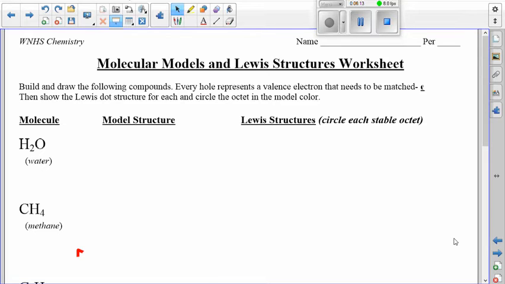So page 9. Okay, so we're going to start busting out model kits. Now, if you're watching this recording, it'll be a little hard for you to see the model kits, obviously. But that's what we're doing here in class today.